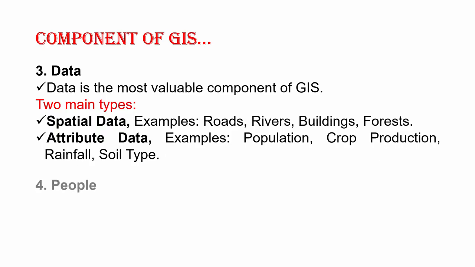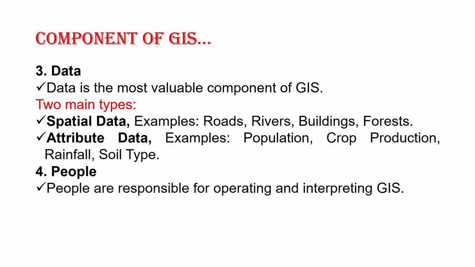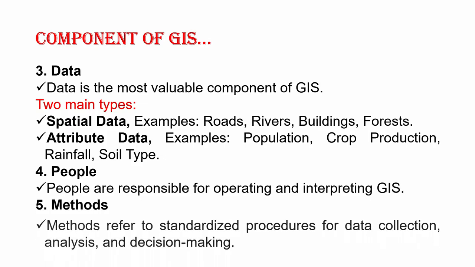The fourth major component is people. We people are responsible for operating and interpreting the GIS. And the last one is methods. Methods refer to the standardized procedures for data collection, analysis, and decision making with the help of geographic information system.